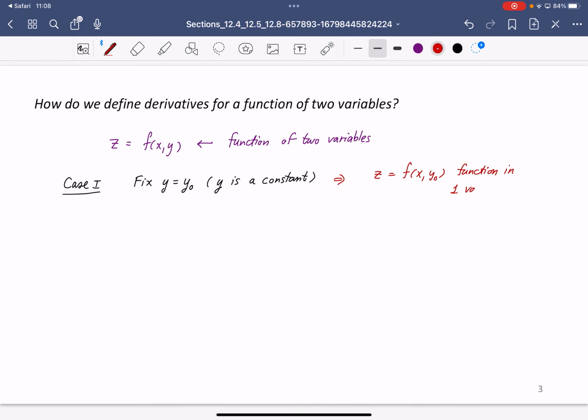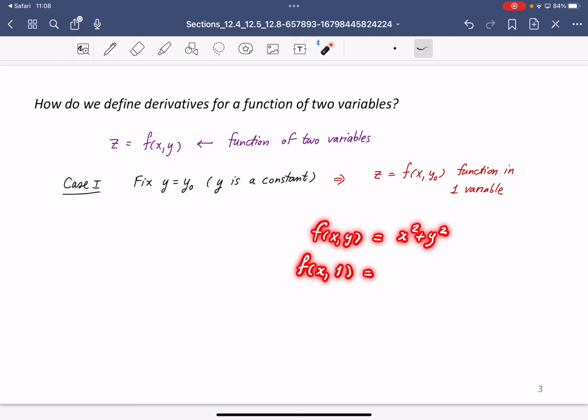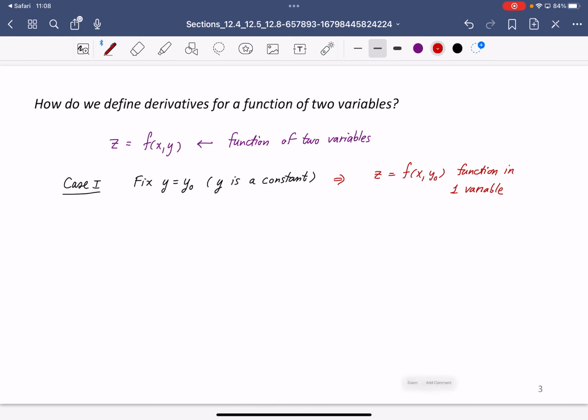So think of it this way. Let's suppose that you have f(x,y) equal to x squared plus y squared. If I plug in y to be one number, let's say 1, you're gonna get x squared plus 1, which means it comes back to a function of one variable. Then when it comes back to a function of one variable, you can use all the formulas that you learned in Cal 1.